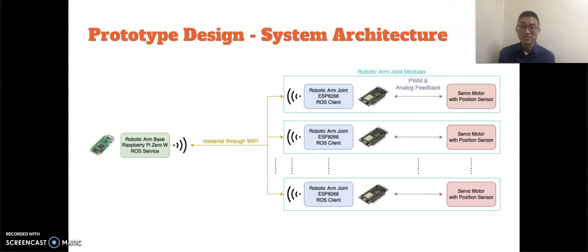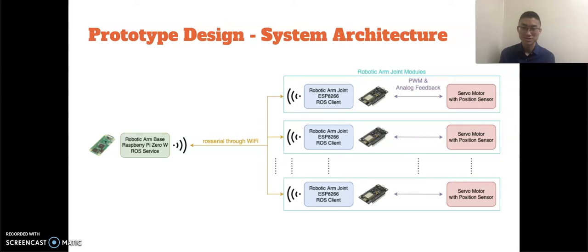From the results of the customer discovery, I designed a system architecture for an inexpensive modular robotic arm. The arm would consist of multiple robotic arm joints that would communicate wirelessly to a robotic arm base. These joints are meant to be exact copies of each other and to allow the user to easily add or remove joints as they wish and have the arm assembly work within minutes.